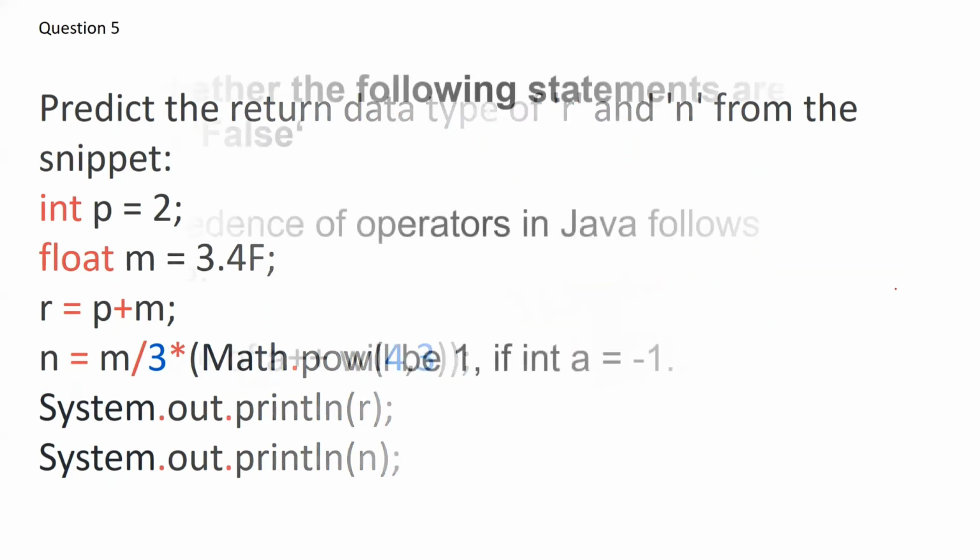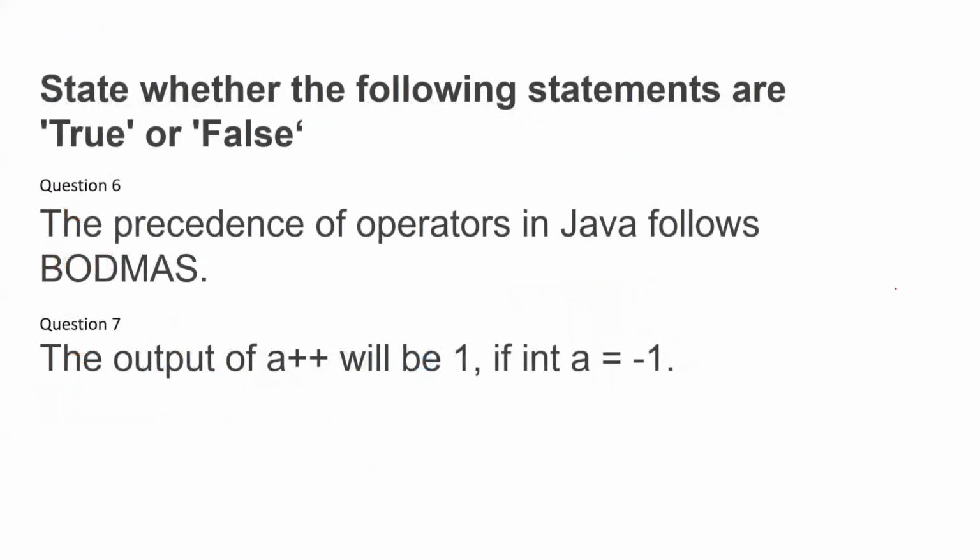Moving forward with the next question, state whether the following statement is true or false. The precedence of operators in Java follows BODMAS. So guys, this particular statement is false. In Java, we do have certain operator precedence and associativity depending upon which we perform the operation, not on the basis of BODMAS. So this condition becomes false.